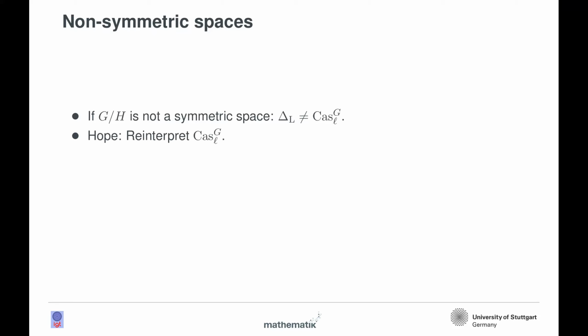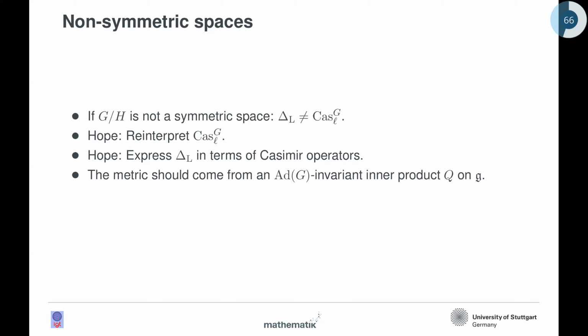And the second hope is that we can find some nice expression for the Lichnerowicz Laplacian that's amenable to computation. And it would be especially nice if it was also in terms of Casimir operators, because we know how to find the spectrum of these by Freudenthal's formula. And as it turns out, this works out if we assume the metric to come from such an invariant inner product on the Lie algebra G. We need such an invariant inner product in order to find our Casimir elements. So somewhere this should play a role, and if the metric comes from such a product, then things work out. Okay, let me show you how this is done.